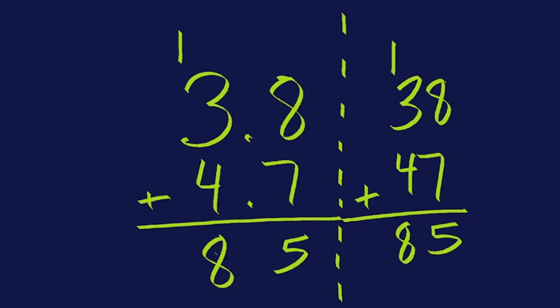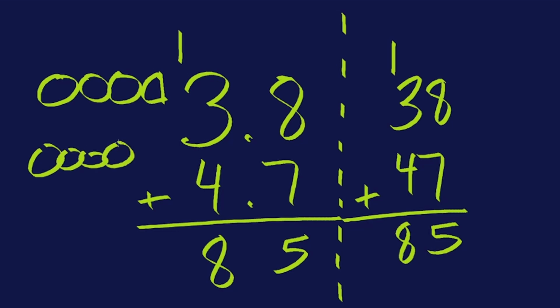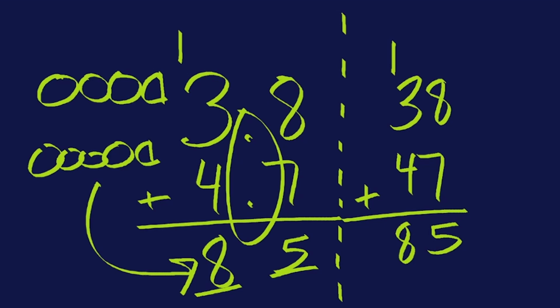Now think about this for a moment. If you have 38 of something and 47, you should end up with 85. But if you have 3 8/10 of something, that means you have 3 and most of the next thing, plus 4 7/10, which is most of that thing. How many things do you have? Well, you sure don't have 85 total. This answer is incomplete. The digits are correct, but we are missing the place value.